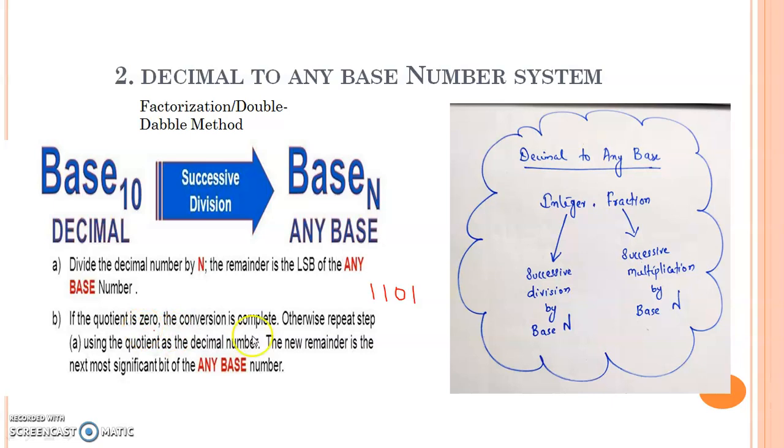So let's see, decimal to any base, how will you convert the integer part to any base? You have to perform successive division, that is factorization or double table method, by the base n. And how will you convert the fractional part of the decimal number to any base? You have to perform successive multiplication by base n. Let's see.